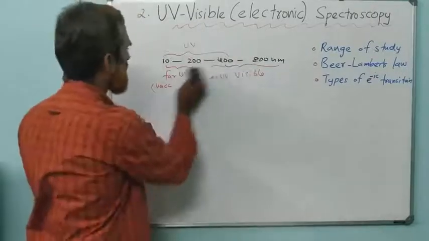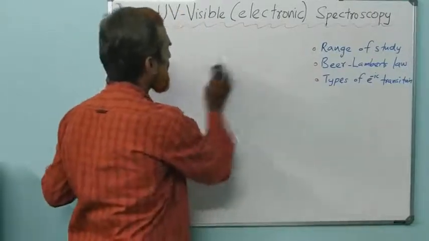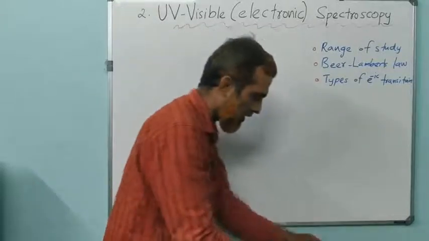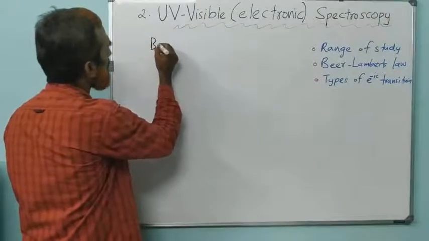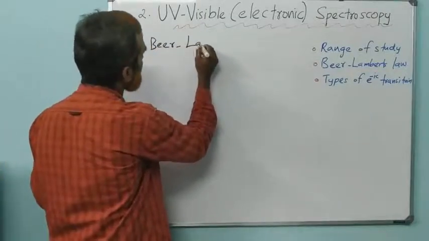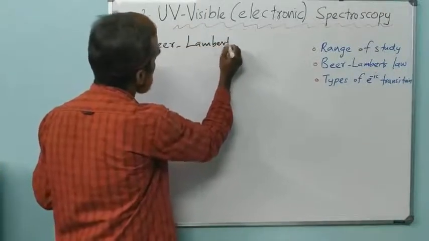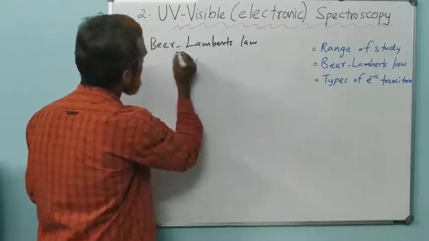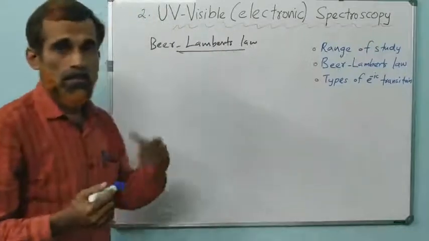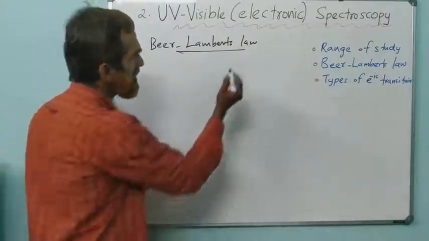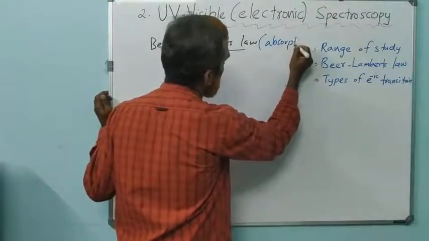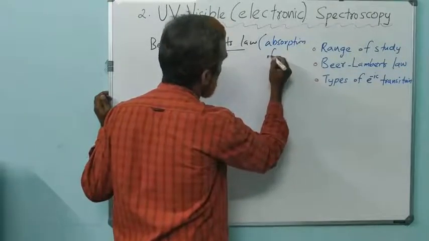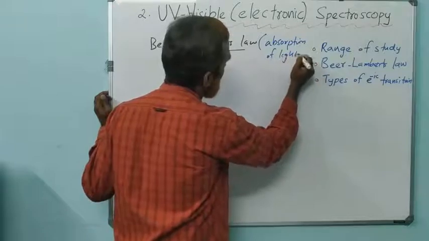Now coming to the next one, there is an important law in connection with UV visible spectroscopy, that is Beer-Lambert's law. Now this law is talking about the absorption of light. This is about absorption of radiation, absorption of light in general.